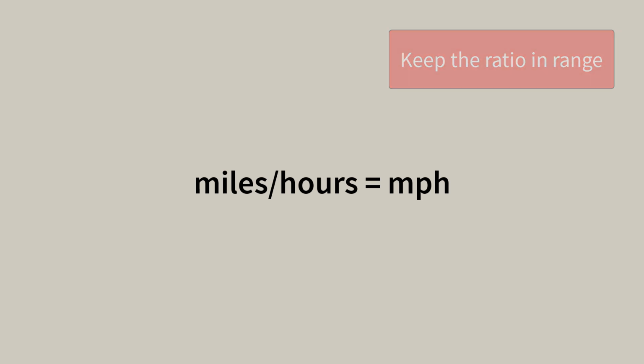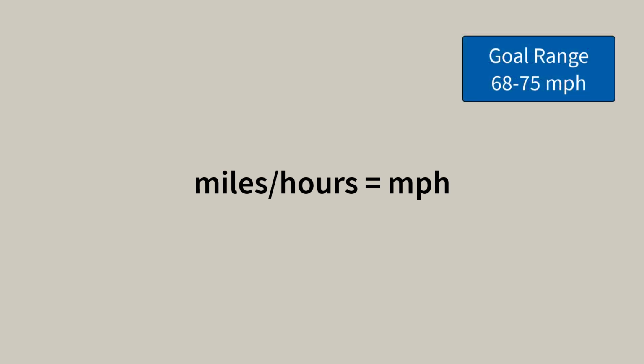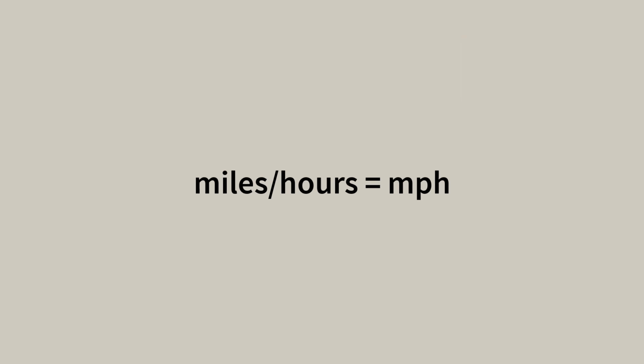in a desired range. For instance, when driving on the road with a speed limit of, say, 70 miles per hour, we might want to keep our speed in the range of 68 to 75 miles an hour. Every driver has their own desired range. Likewise, each business will have its own goal range for each ratio.